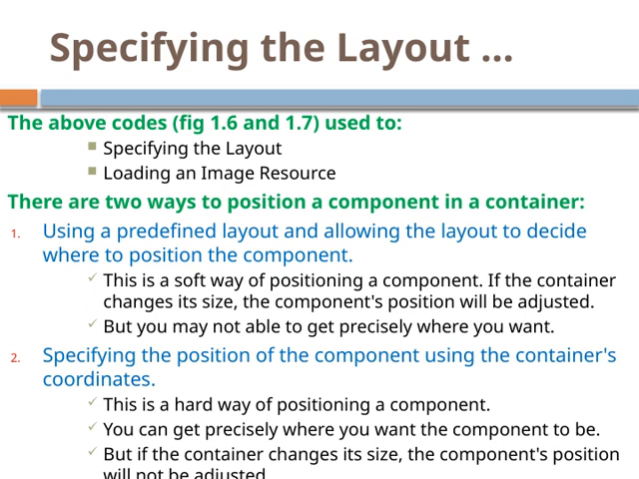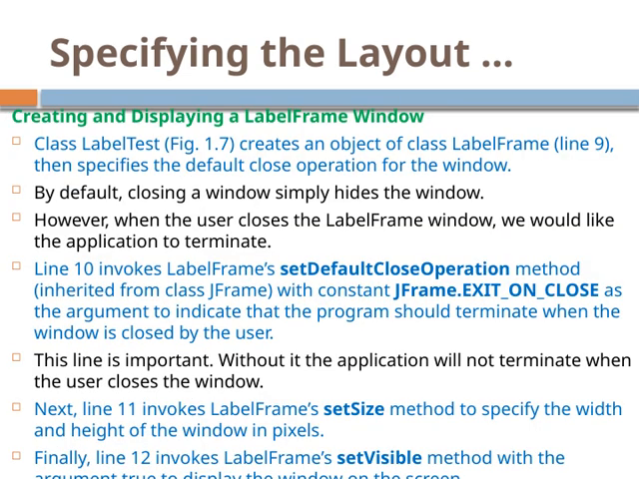layout should be. Let's take a closer look at how we specify the layout when creating and displaying a label frame window. In this example, our class, LabelTest, creates an object of the label frame class on line 9. This is where the core of our window is set up.